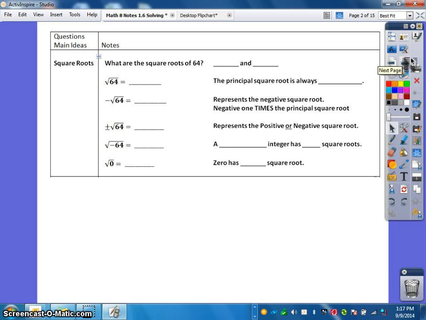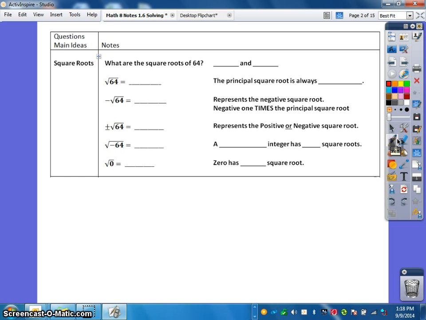Like I said, we're breaking this up into two parts. Today we're just going to do the first part of our notes in 1.6, doing the square root equations. We're not going to do the cubed roots. We're going to do those tomorrow. So when we're looking at the square roots, it says, what are the square, and notice this plural word, roots. What are the square roots of 64?